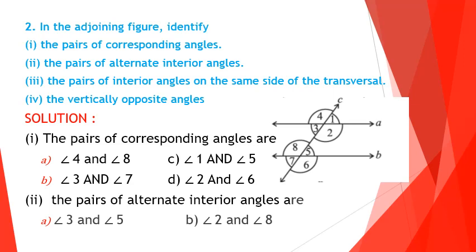Second part, the pairs of alternate interior angles. So first pick out the interior angles. Which are they? Angle 3, angle 2, angle 8 and angle 5. Alternate interior angles lie on the opposite sides of the transversal. So which are they? Angle 3 and angle 5, angle 2 and angle 8.